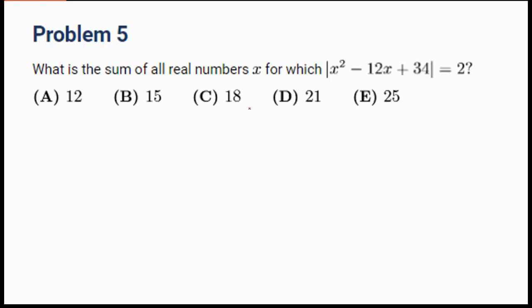Problem 5. What is the sum of all real numbers x for which the absolute value of x squared minus 12x plus 34 equals 2? In case you didn't know, the bars that surround the equation x squared minus 12x plus 34 represent absolute value. If the expression inside is negative, its value is multiplied by minus 1, and if it is not, nothing happens to it. It is hard to perform algebraic manipulations on one absolute value, so we want to get rid of it as soon as possible. To do this, we can imagine two cases. The expression inside is positive, or the expression inside is negative.